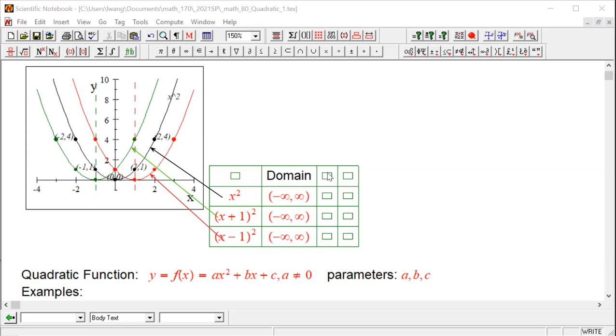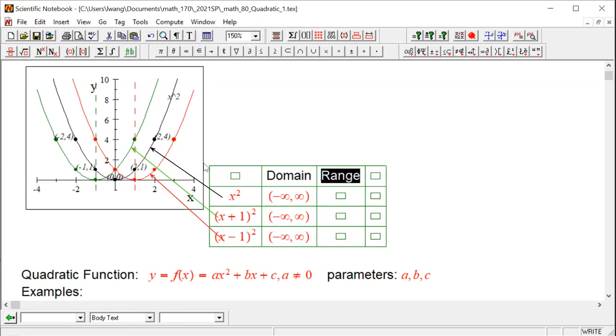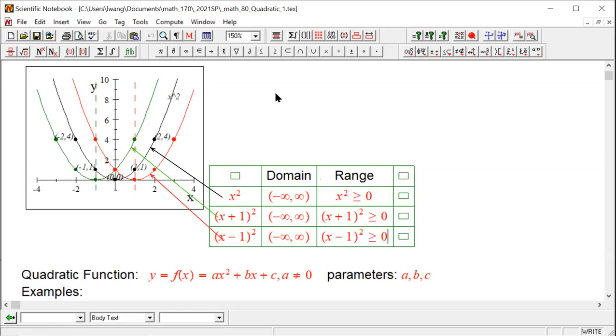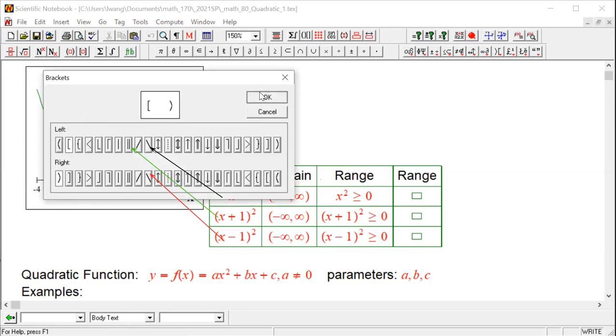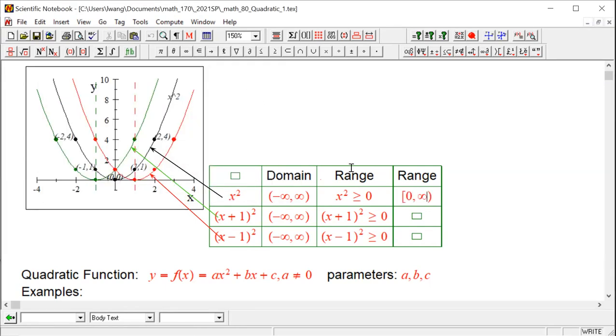Range, however. Because the square is done outside, we do x plus 1 and then squared. So the range for all three functions is going to be the same, as we see from the picture. They're all greater than or equal to 0. And of course, the range in interval notation is the same as well: from 0 to infinity.